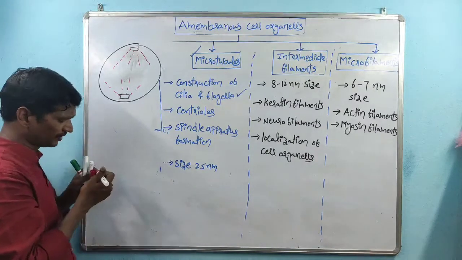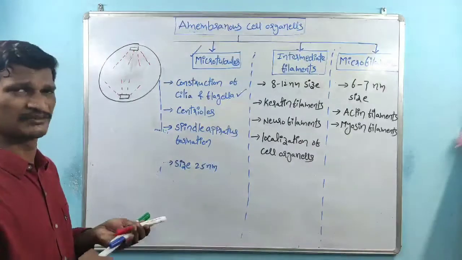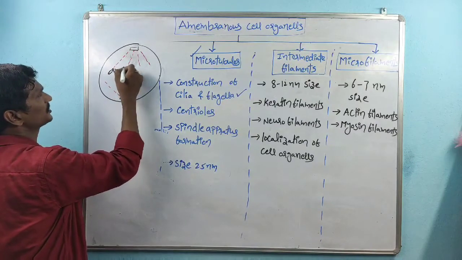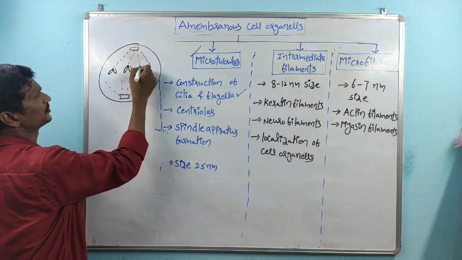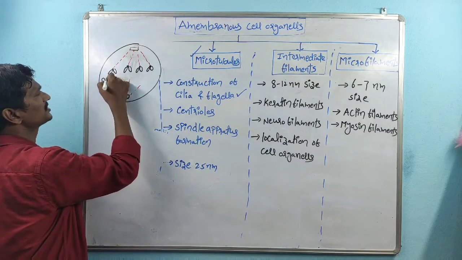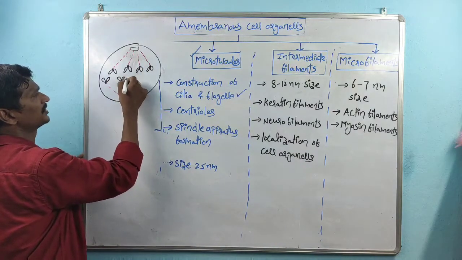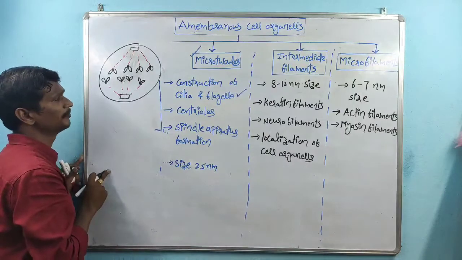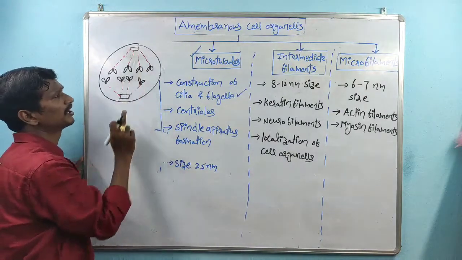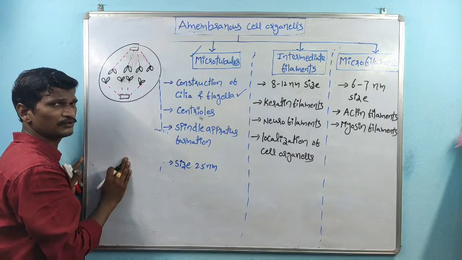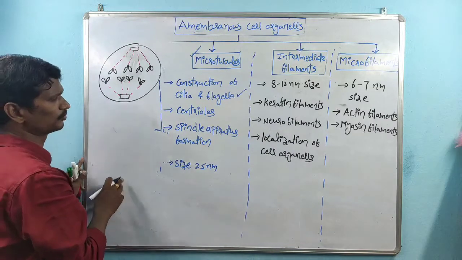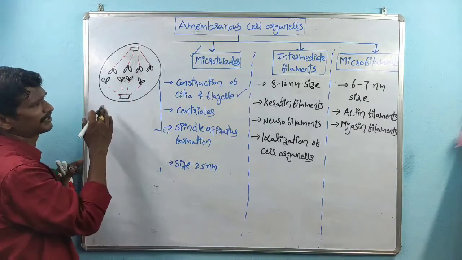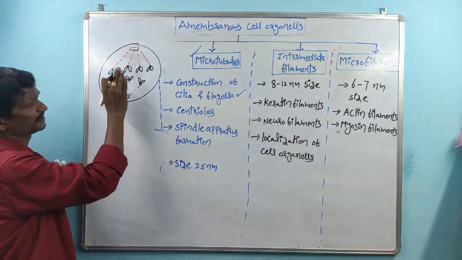Then what is the major function of the spindle apparatus? We know that during the cell division process, the chromosomes are separated. How are the chromosomes separated, or how do the chromosomes move from the cell center to the opposite poles? By the spindle apparatus. So the spindle apparatus supports the separation of chromosomes during cell division.